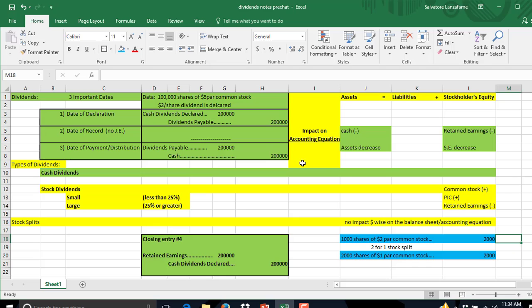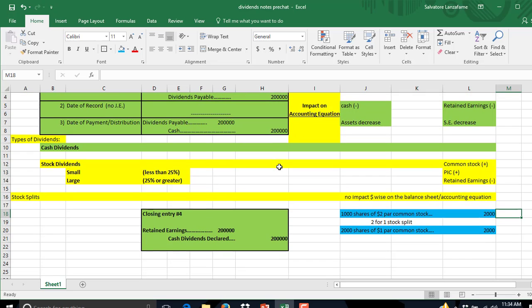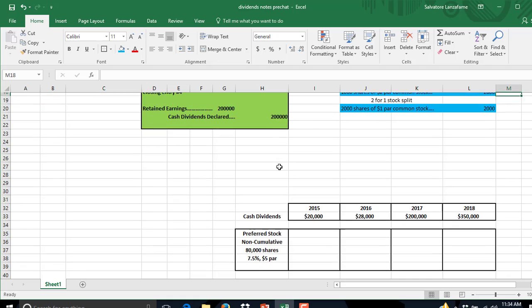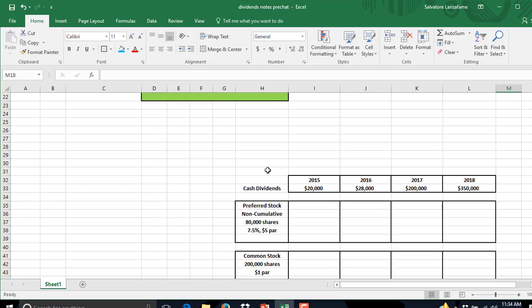And now let's actually focus more on the cash dividends. And I'm just going to scroll down a little bit here. There are two types of stocks that a corporation has. One is called common stock, and the other one is called preferred stock. Typically, only about 25% of publicly traded companies even have preferred stock. So the majority of corporations don't have preferred stock.